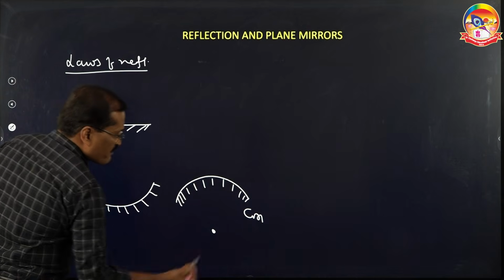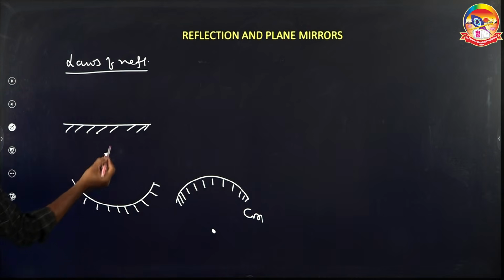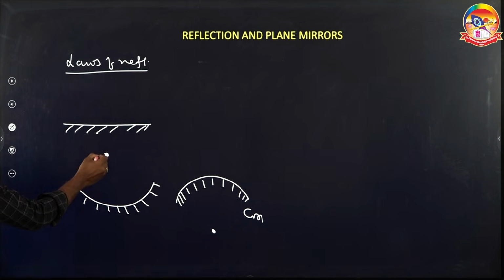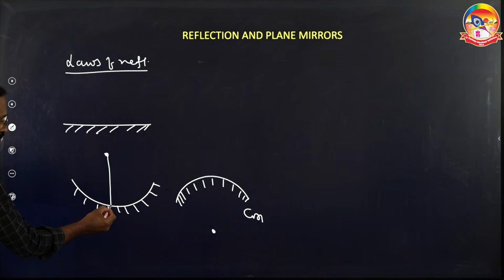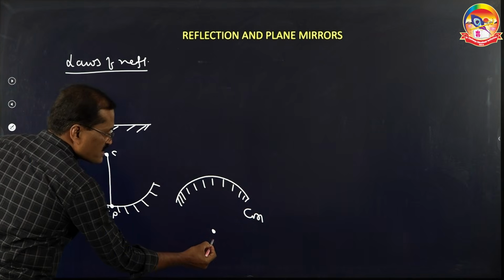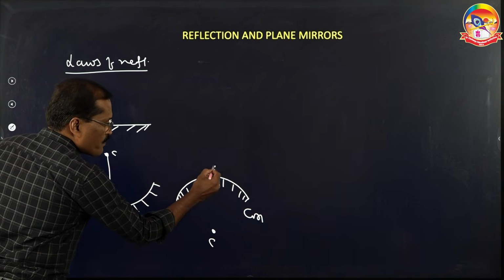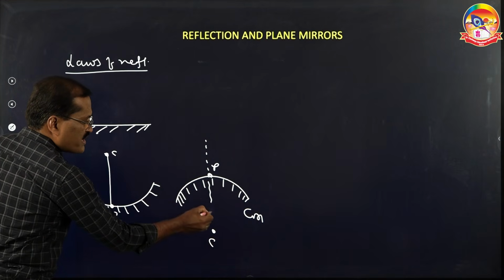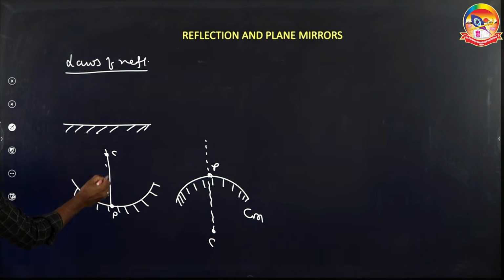For this a center of curvature will be there, and the radius of curvature is a finite value. This is called the radius of curvature. This is a point on the principal axis, I mean on the mirror, the center of the mirror, and it is called the pole, and this is the center of curvature, right. So the line joining these 2 points is said to be the normal.